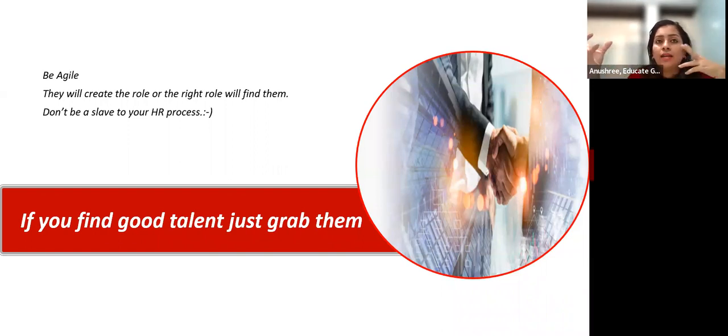Keep an open eye, as I told, while we're networking, look out for future talent, how you can build that talent pool. So there are various examples in Educate Girls as well that we've hired people. We've come across people through different platforms. Probably they were leaving a different organization, or their contracts were getting expired, or probably they just reached out to us, and we didn't have a specific role for them, but they were a culture fit for sure, and they had the right attitude. So we've just onboarded them, and as I've written here, they will create the right role, and the right role will find them.